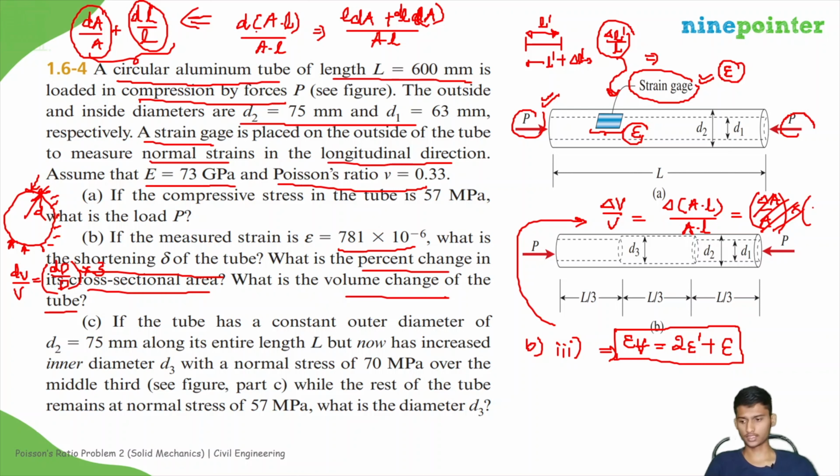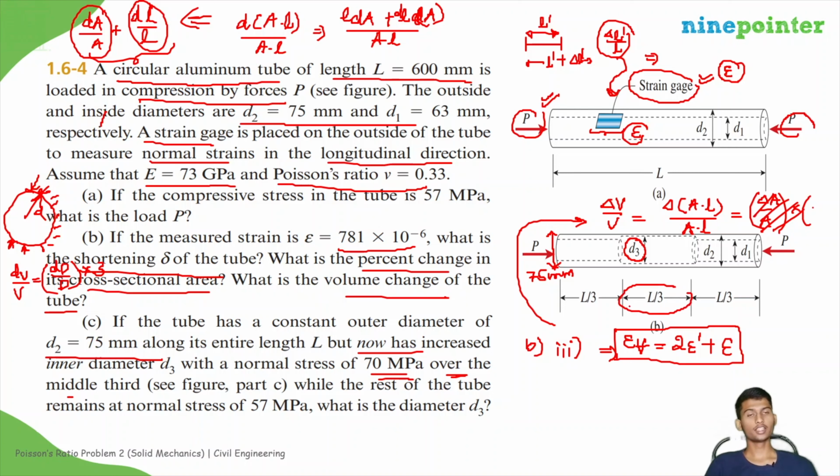Now let us go to part C. If you see part C, the tube has a constant outer diameter d2 of 75 mm. You see this figure. This is 75 mm and that is constant along its entire length L. But now its inner diameter has increased to d3, with a normal stress of 70 MPa over the middle third. This is the middle third.